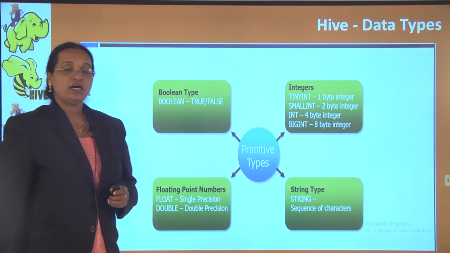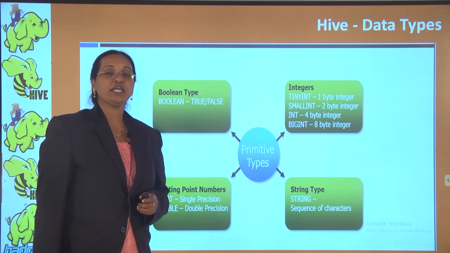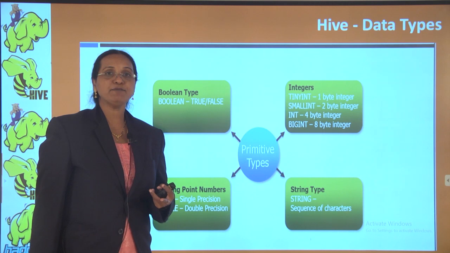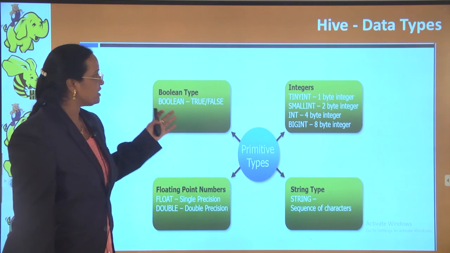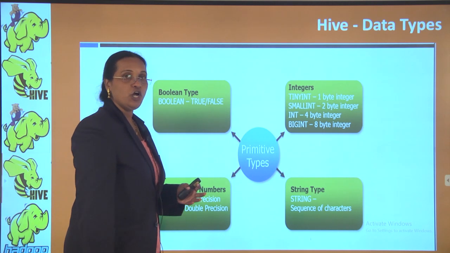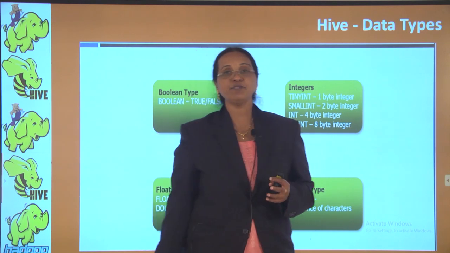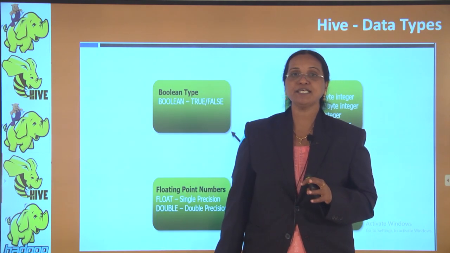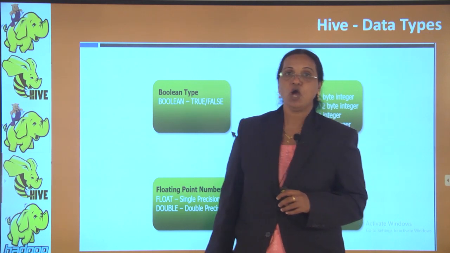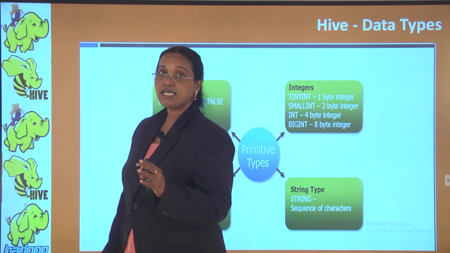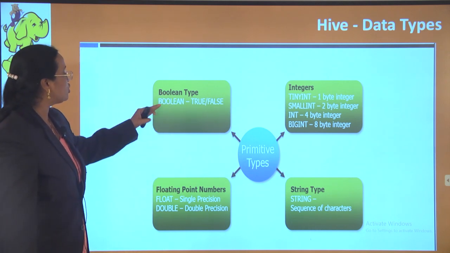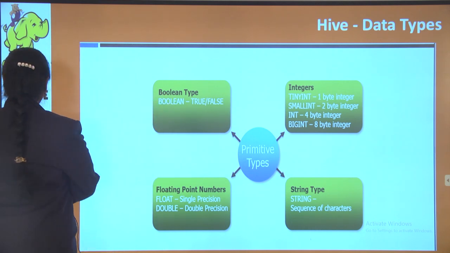So, that is about the Hive architecture and the important components of the Hive architecture. Now, let us go to the data types present in Hive. These are the important data types. The Hive data types are classified into two categories: simple data types and composite data types. Simple data types include the Boolean type, which stores true or false values.